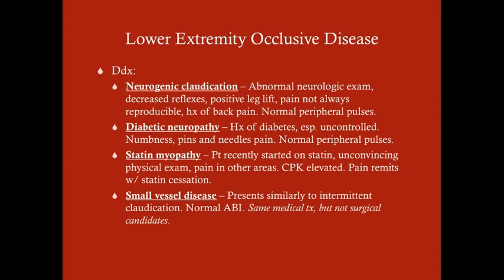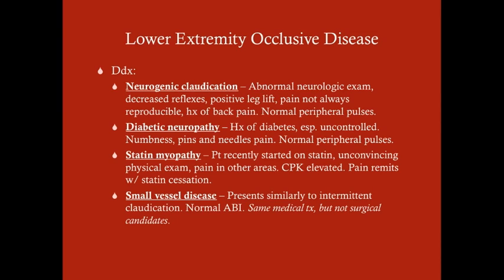With diabetic neuropathy, these patients tend to have, well, they'll always have a history of diabetes, especially uncontrolled diabetes. They'll also have more neurologic symptoms instead of vascular symptoms. So numbness, pain, which is described as pins and needles. They'll also have normal peripheral pulses in most cases.